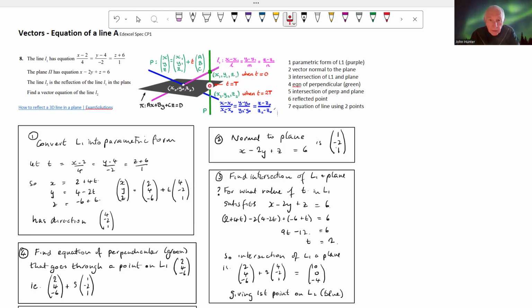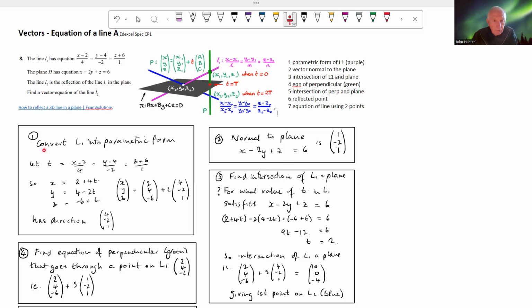We can then find this point here, the intersection of the perpendicular and the plane. Now that point is specified, if you like, by the value of the parameter in the equation of this vertical line. And so therefore, if we double that parameter, we'll get this point here on the green line. All right, well, that green line doubles up with a point on the blue line, so that is our second point on the blue line. Okay, so we've got those 2 points then. Right, okay. So that's the plan.